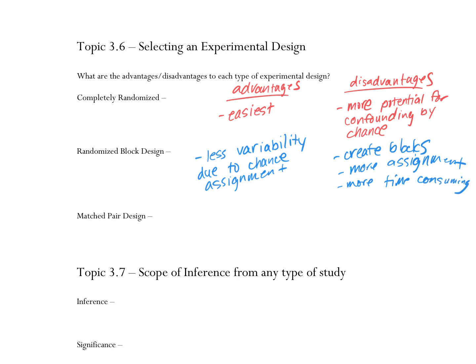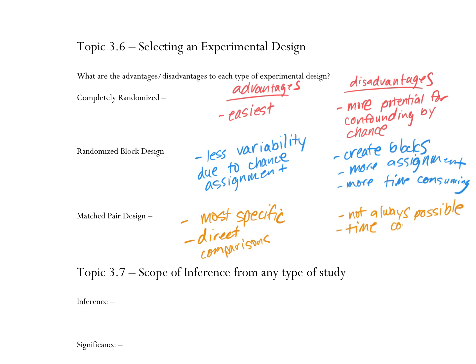All right. Matched pairs is the most specific. And it's super direct comparisons. What are the flaws with it? For starters, it's not always possible. Super time consuming. You might be asking more of your participants, right? Because they have to go through more than one treatment. All things to consider.